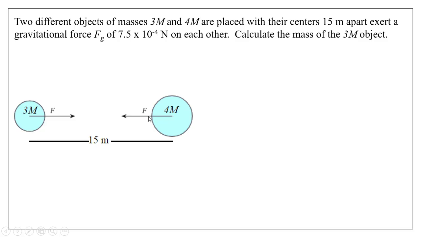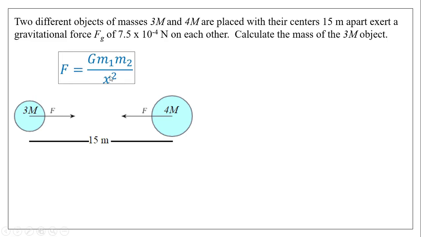So I want to point out that these two arrows are the same length. They just happen to be pointing in opposite directions based on the perspective that you're looking at, okay? So we would say 3M is attracted to 4M, and we would say 4M is attracted to 3M. The distance here between their centers is given in the statement as 15 meters. All right, so let's crank it up.